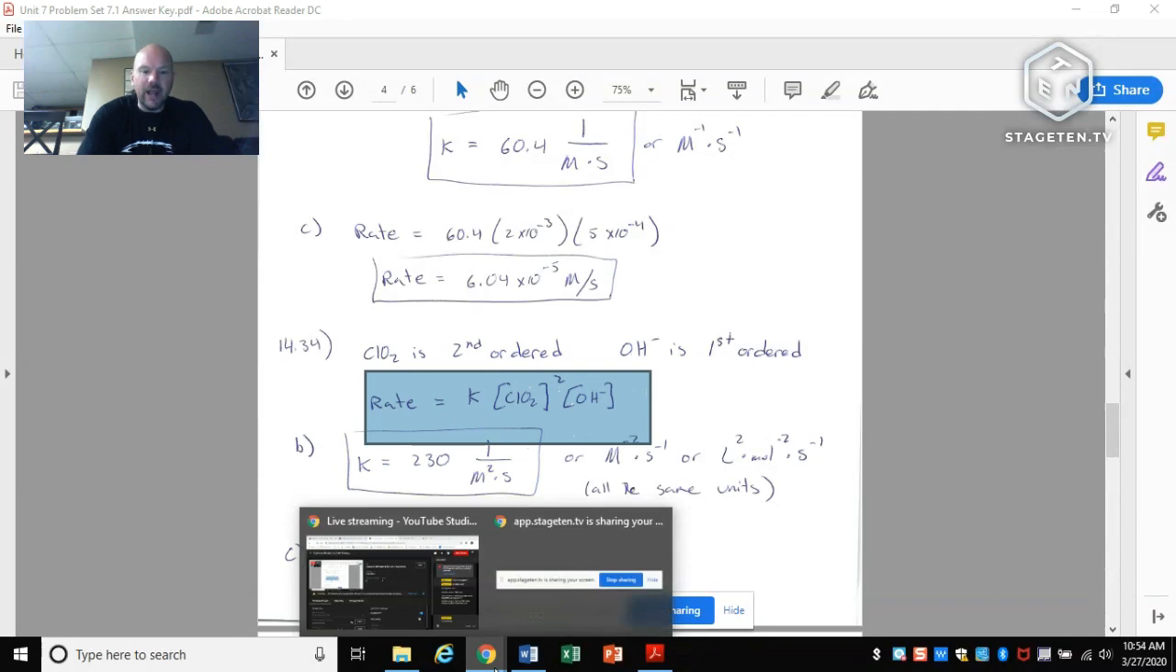So you don't have to take it from trial 1. You could take it from trial 2 or trial 3. Just don't mix and match. I've seen some students take one of the concentrations from trial 1, another concentration from trial 2, and then the rate from trial 3. It doesn't work. Just take one trial's data, plug it in, and solve for the value of K. Okay.